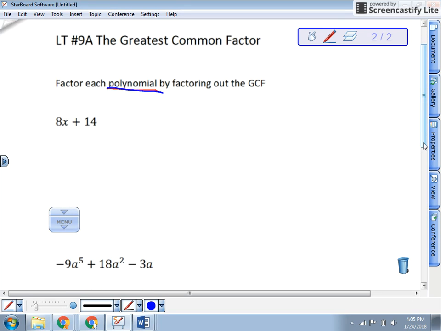But I look at 8 and 14. What are some common factors? 8's got 4 and 2. 14's got 7 and 2. So I think 2, because I know that this really equals 2 times 4x would give me 8x, and then plus 2 times 7 would give me 14. So I know I can take out a 2.